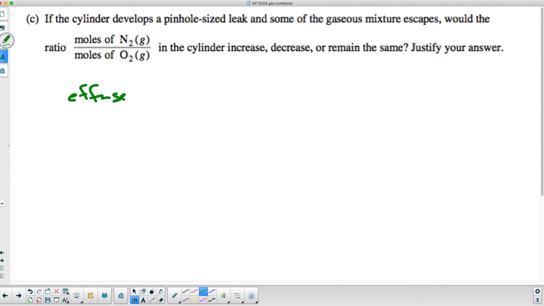Effusion is when something leaks out of another container, and this is section 10.8 in the book. What you need to know about that is that the lighter molecular mass of gas effuses faster.